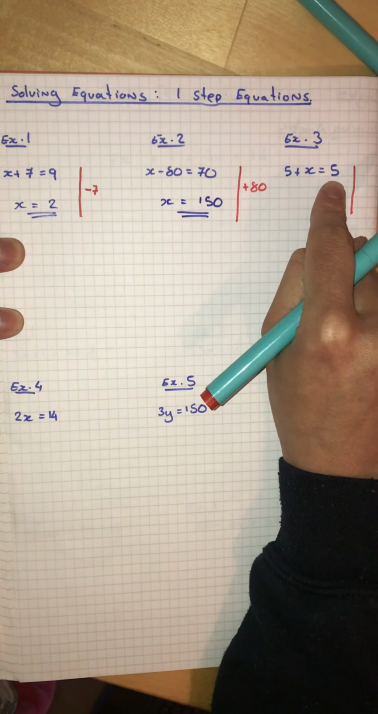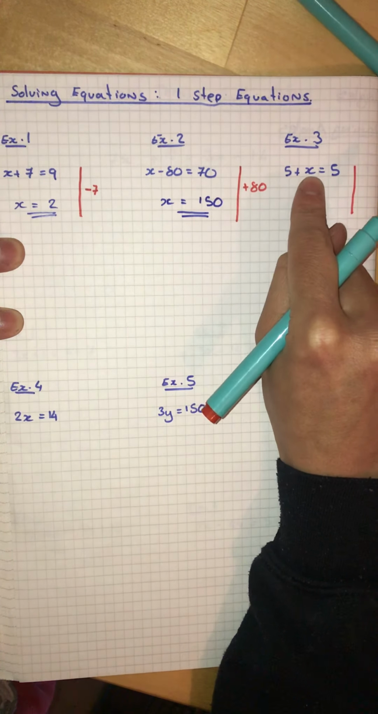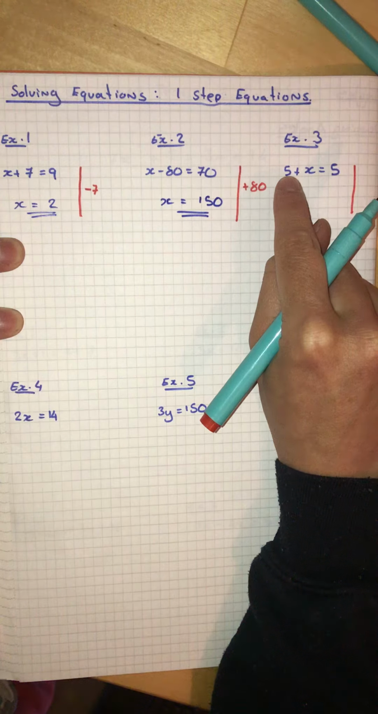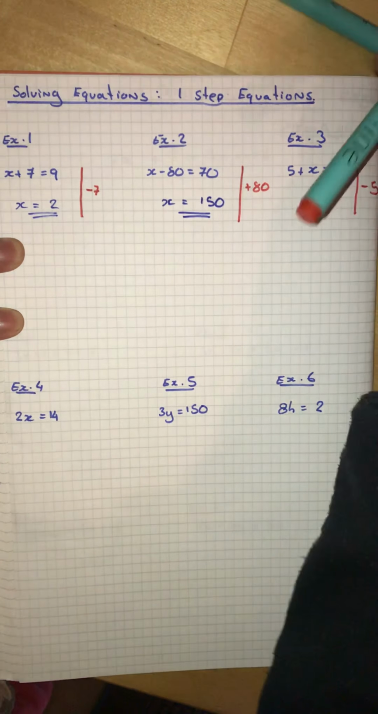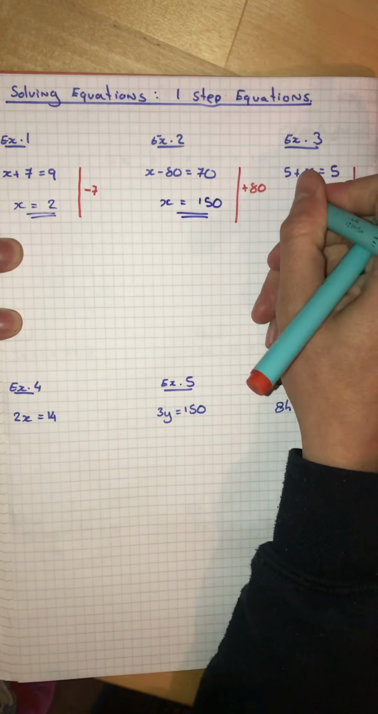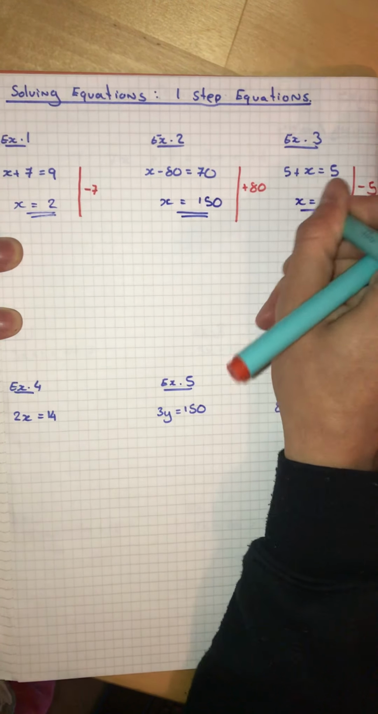5 plus x equals 5. Again, we want to have x on its own. How am I going to get rid of this 5? What's the opposite of 5? It is minus 5. So we get x equal to 0.